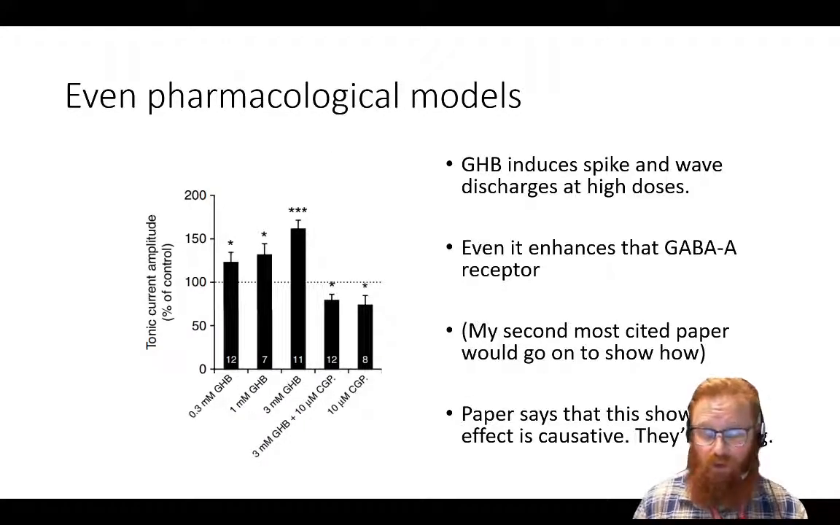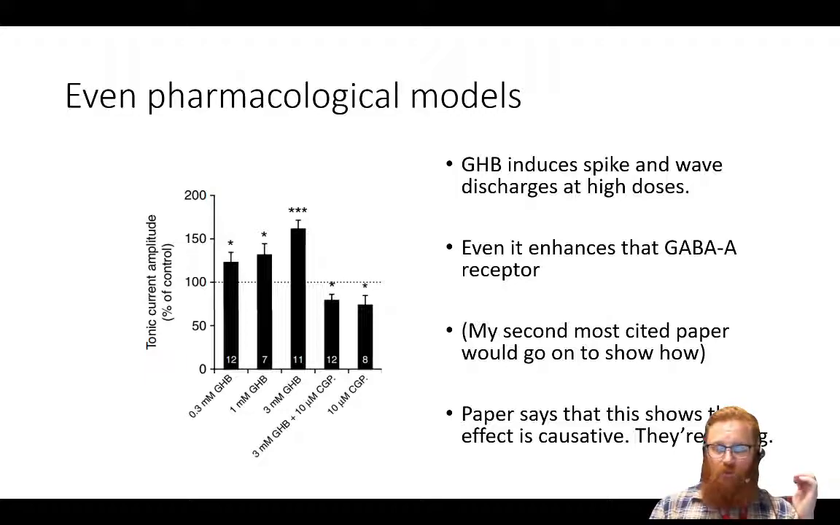Even more curiously, we see that even pharmacological models of absence epilepsy induce an increase in the tonic current. So GHB is a recreational drug and a model of absence epilepsy. You give it to a mouse, a rat, a cat, and they start having spike and wave discharges and behavioral arrest. And the tonic current amplitude is increased when you give this drug. Now that's very strange because GHB actually acts on GABAB receptors, but as I say here, I go on to show what causes this.